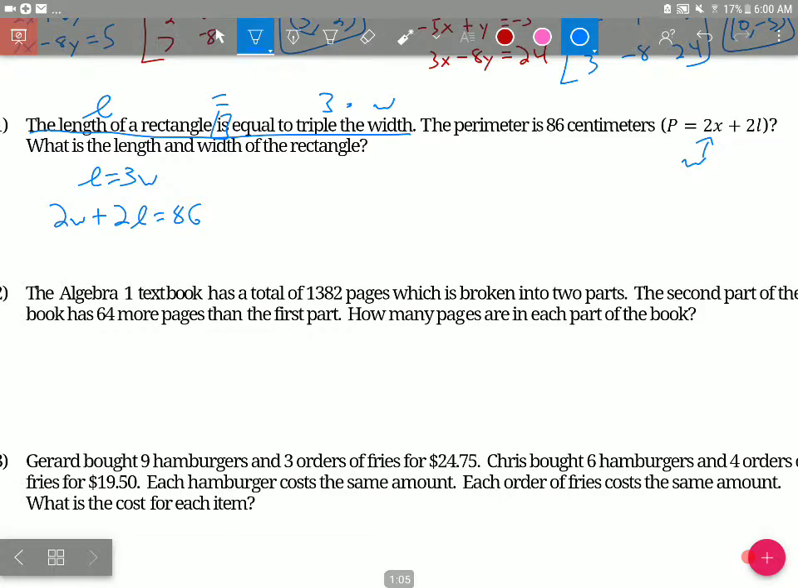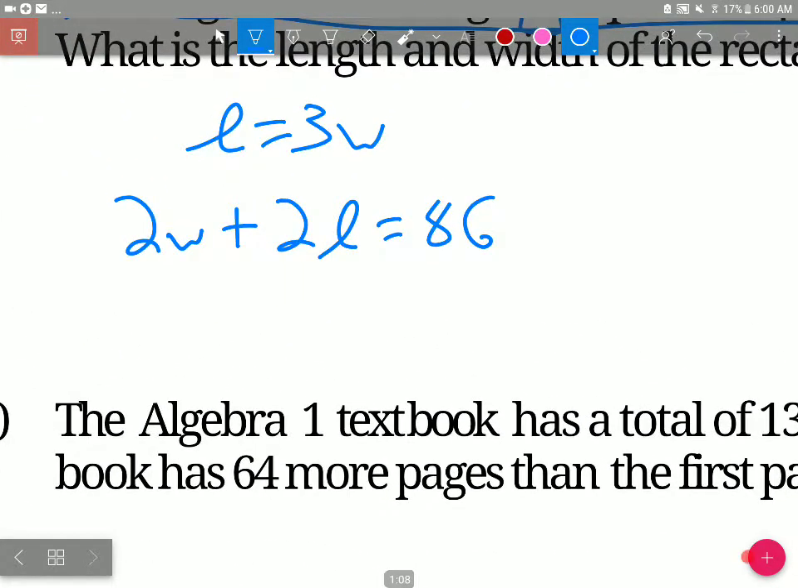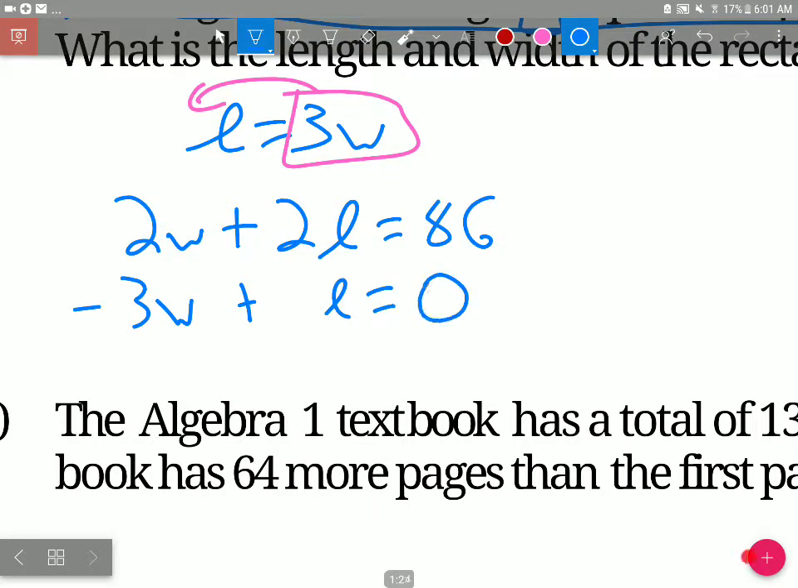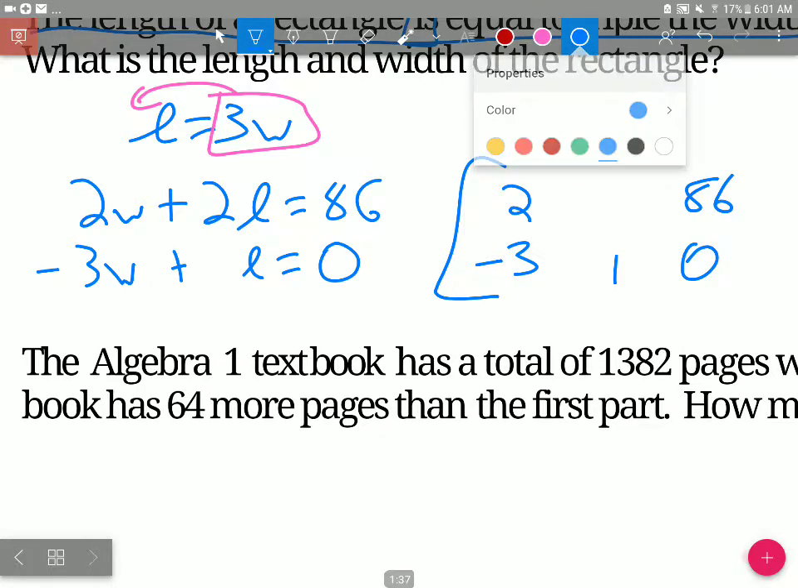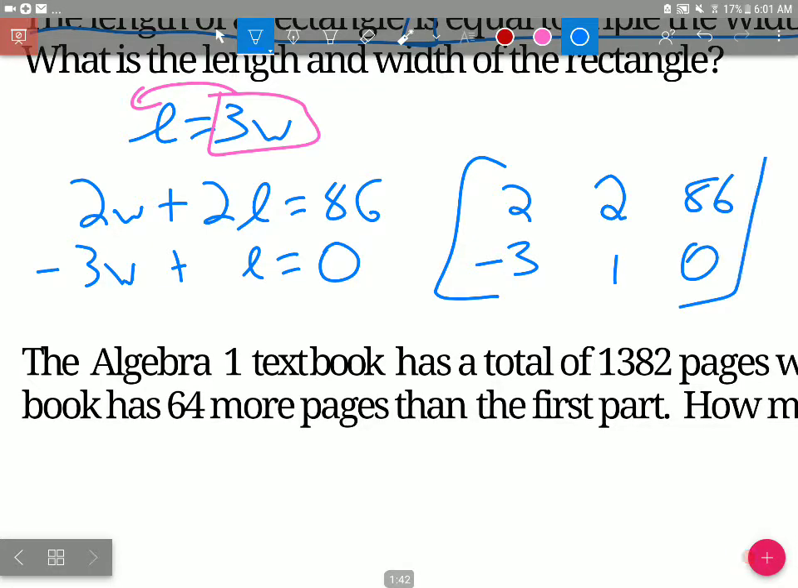The only problem with the matrix is this first one is in the wrong order. I need to take the 3W and move it to the other side so it becomes negative. So it's negative 3W plus your length equals, since there's nothing left over there, 0. So your matrix is 2, 2, 86, negative 3, 1, 0. Cool? And then we'll plug it in.